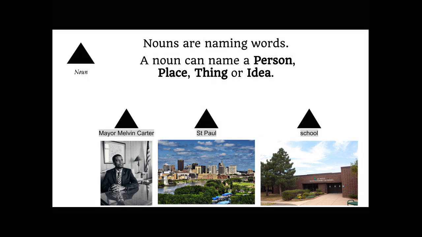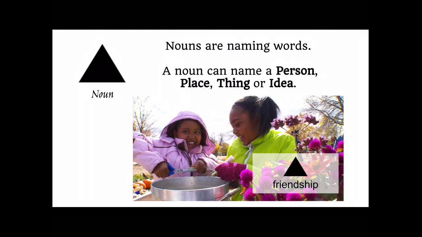It can also include an idea, like the idea of friendship. Friendship is an idea. You can't see it or touch it the way you can a thing, but it does exist. And it is an idea, so that word is also a noun. We symbolize a noun with a black triangle. So if you were symbolizing a sentence, when you found the word friendship, you would put a black triangle above it. That is how we symbolize a word or sentence.